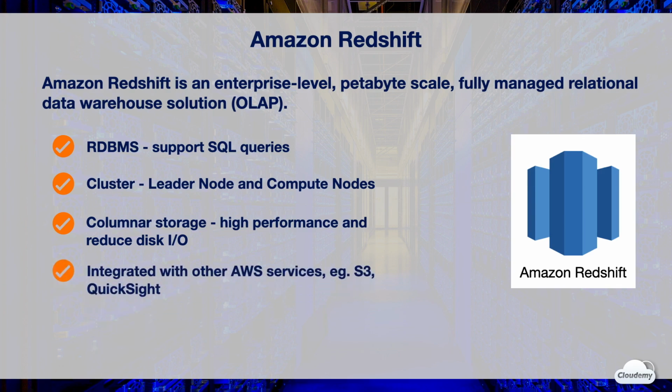Redshift is integrated with many AWS services, such as Data Lake using Amazon S3, and Business Intelligence using Amazon QuickSight. For example, you can use Redshift Spectrum directly to query massive data stored in S3. You can connect QuickSight to Redshift and quickly build business insights.